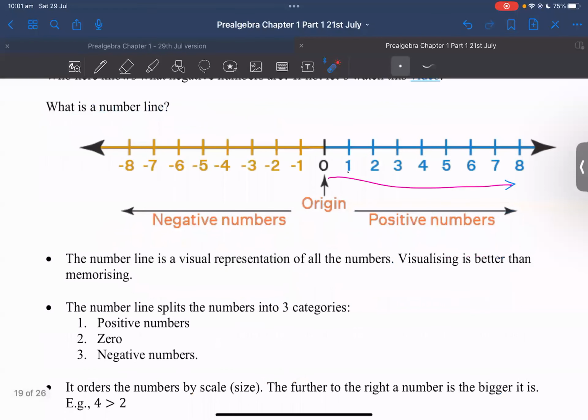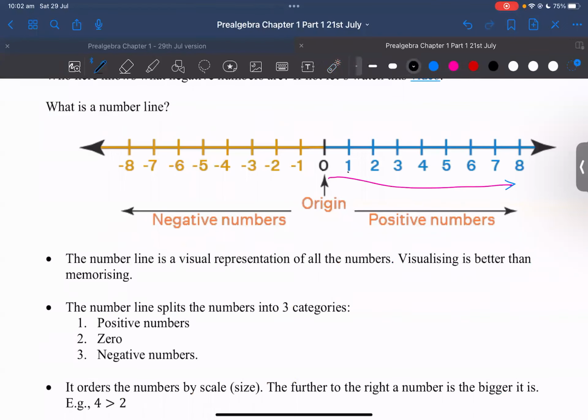So the number line splits the numbers into 3 parts. You have positive numbers, which is the blue here, and then the special number in between, which is 0, and the negative numbers, which are the yellow ones here, right? And it orders the numbers by scale or size, right? So the more to the right, the bigger the number.